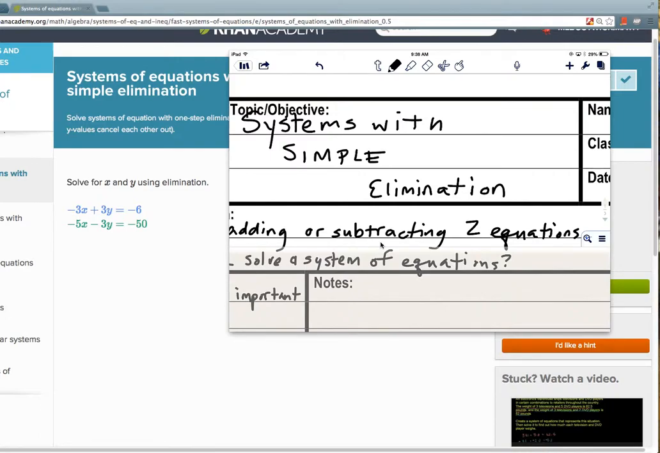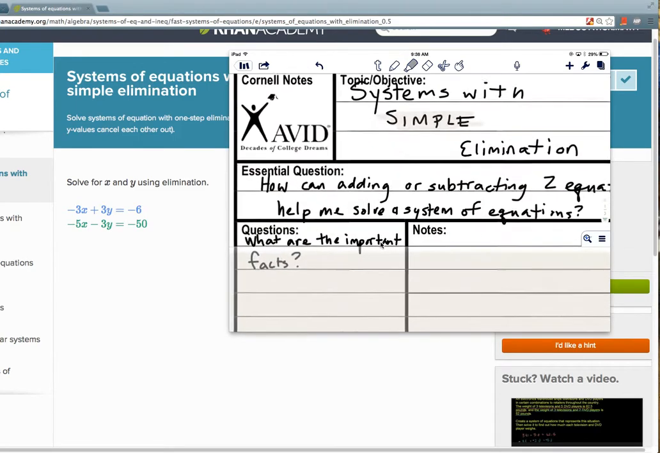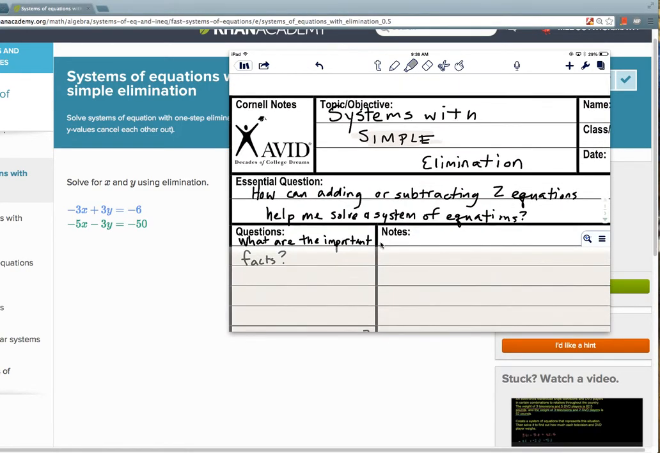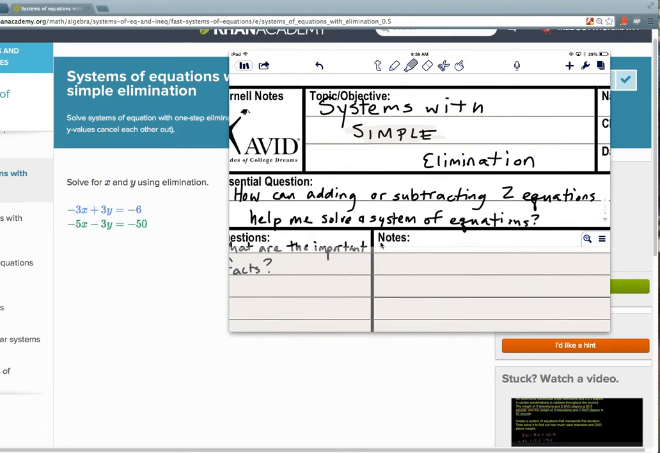All right, this video is going to have a few notes for systems with simple elimination. Make sure you're thinking about simple elimination here, because systems with elimination requires an additional step that you can learn about in another video. But simple elimination, the essential question is how can adding or subtracting two equations help me solve a system of equations? So if you need to pause to write that down, go ahead and do so. And we're going to try to take some notes that answer that essential question.